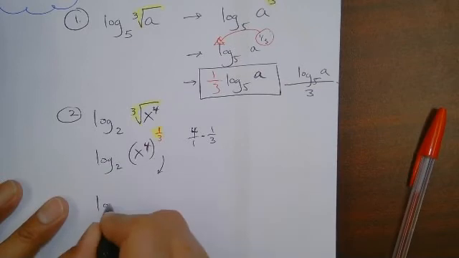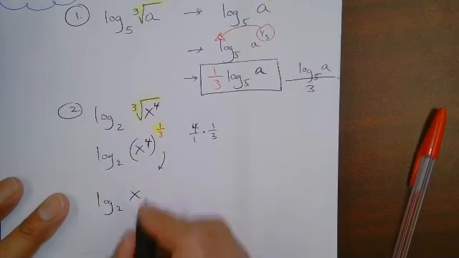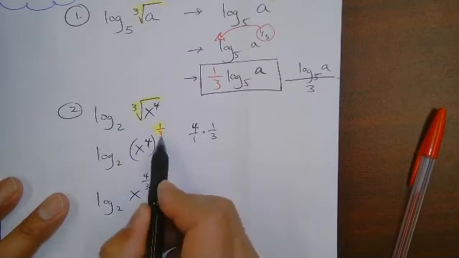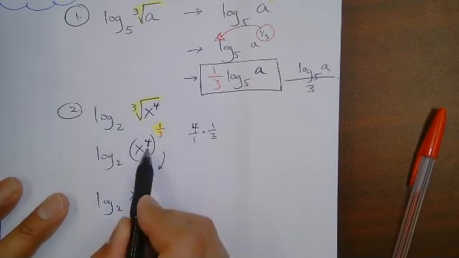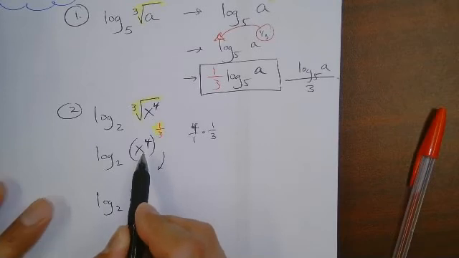So the answer for this one's going to be log base 2 of x to the power of what? 4 over 3. You see? The 3 is in the denominator, and whatever number is over here, that goes in the numerator. Have you guys figured that out?